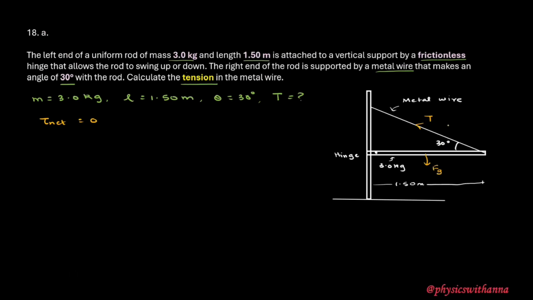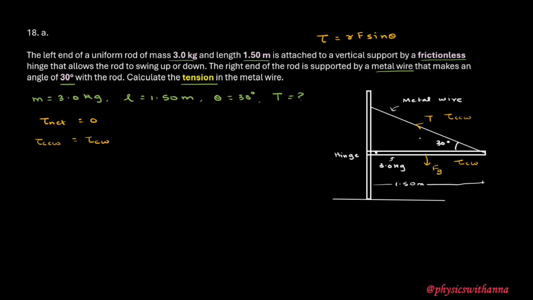Now what kind of torque do these forces produce? Since Fg is pulling the rod downward, it will produce a clockwise torque, whereas the tension in the wire will produce a counterclockwise torque. And if the net torque is zero, that means the torque which is counterclockwise must be equal to the torque which is clockwise. Now, how do we calculate torque? Torque can be written as a product of R F sine theta, where F is the force producing the torque, R is the distance of that force from the axis of rotation, and theta is the angle between them.